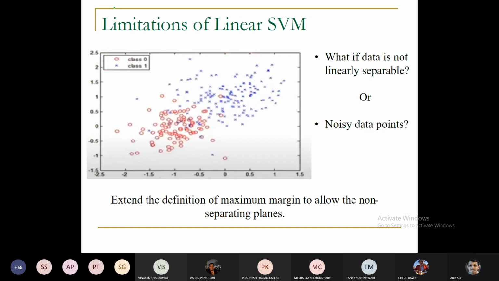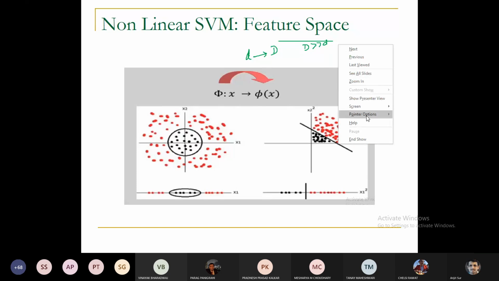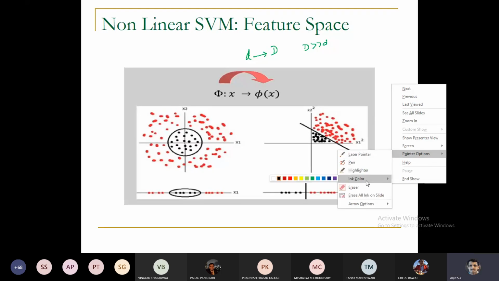So the same problem, this kind of problem. There is some understanding here, which we already discussed, that this kind of thing is possible by projecting this space from some d-dimensional to some higher dimensional space. Now what to do?